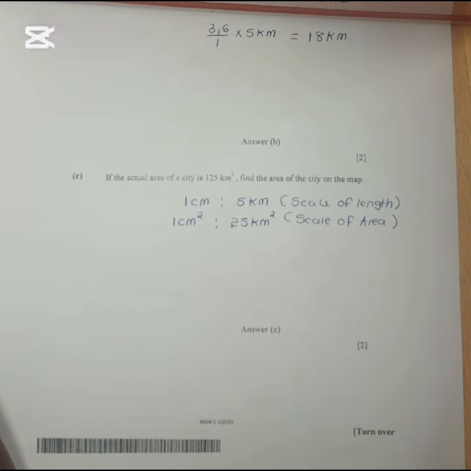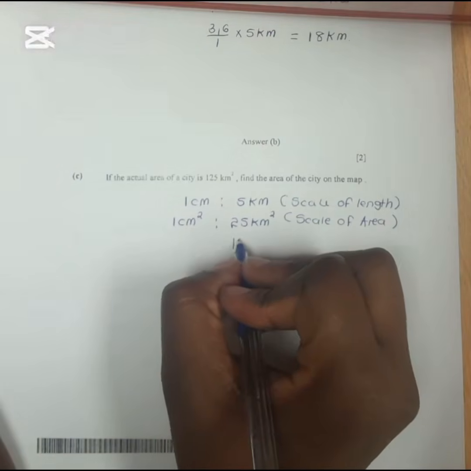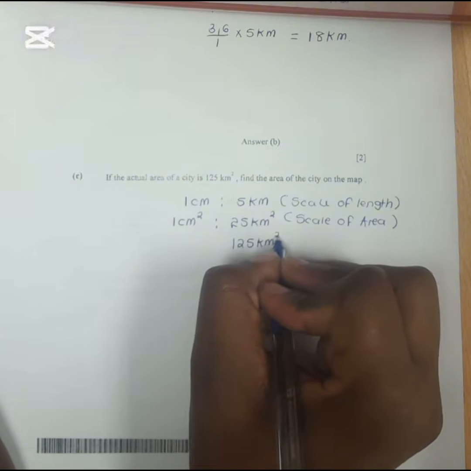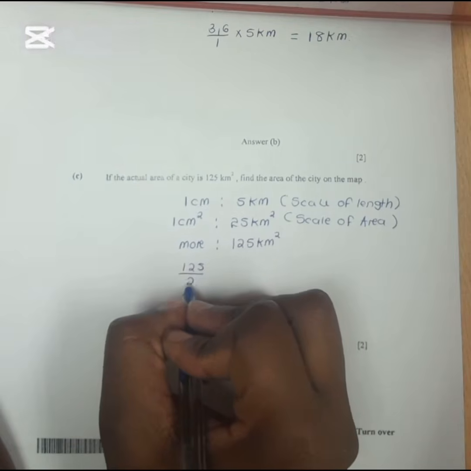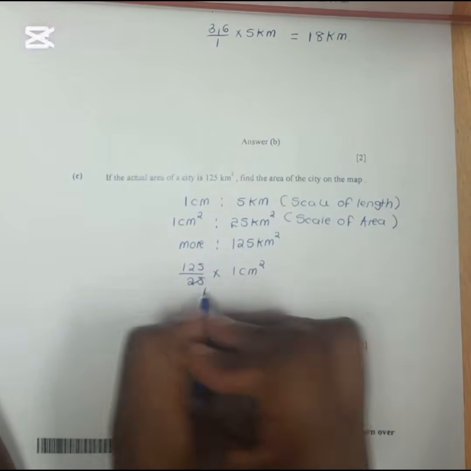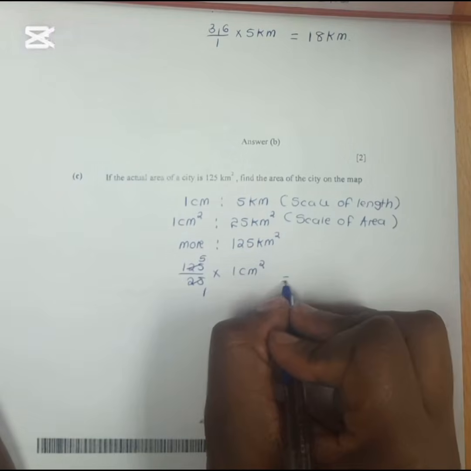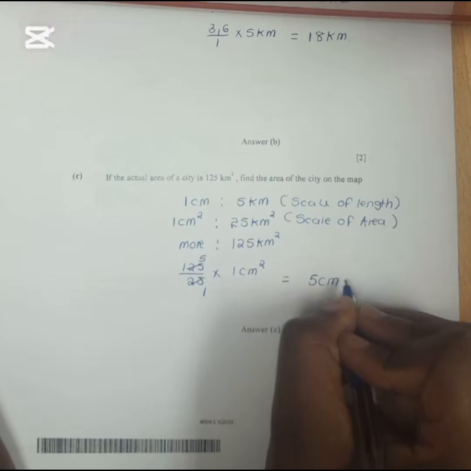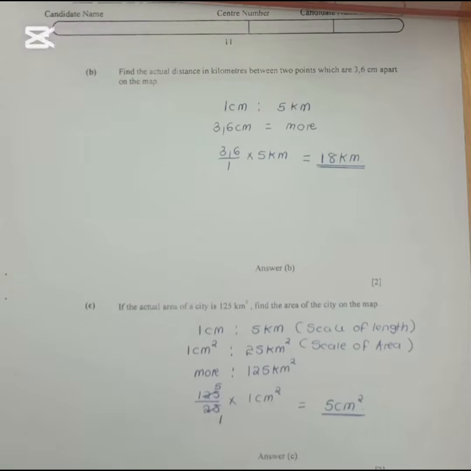So we need to apply proportion. If 1 is representing 25, what about 125? It is going to be more. So we are going to say 125 over 25 times 1 square centimeter. 25 into 25, 125 into 125, we are going to get 5. So it means that our answer is going to be 5 square centimeters. So this was the complete solution for number 10. Number 11. Let us proceed to number 12.